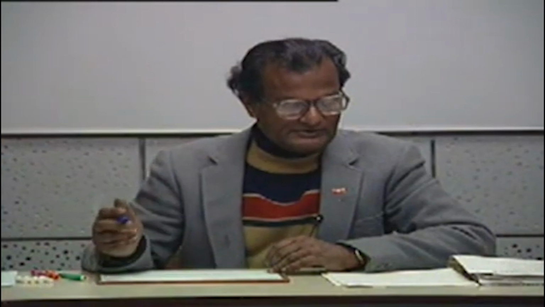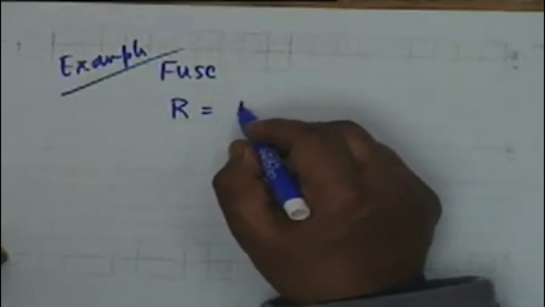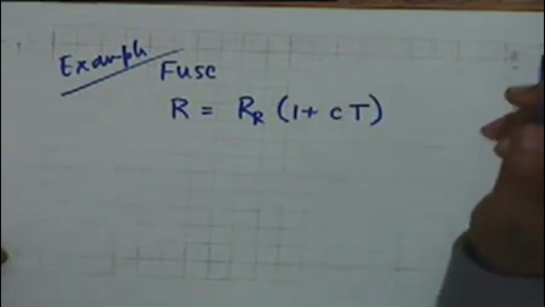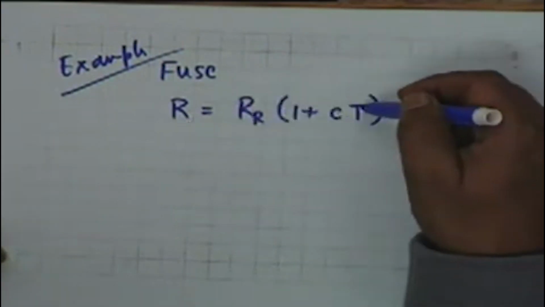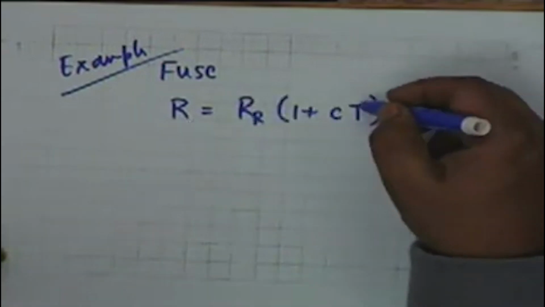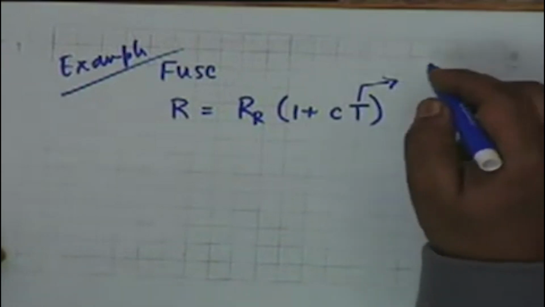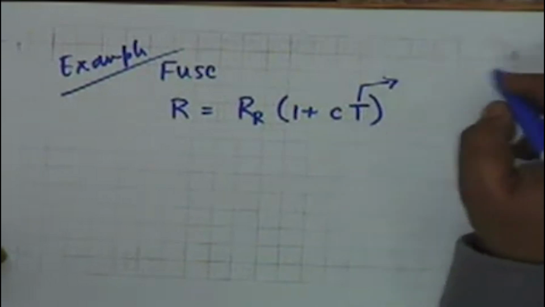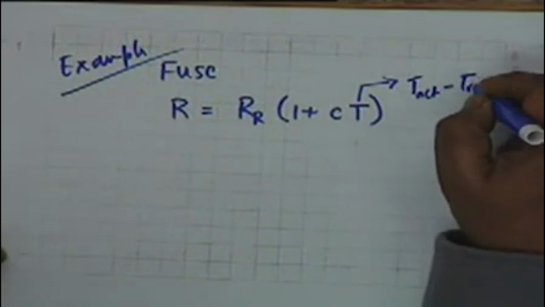A fuse melts when the current becomes excessive. It is given that the resistance of a fuse is given by R equal to R_R times (1 plus C times T). It is given that the resistance of a fuse is a function of temperature. Capital T is the temperature rise above the room temperature. That is, capital T is actual temperature minus room temperature.